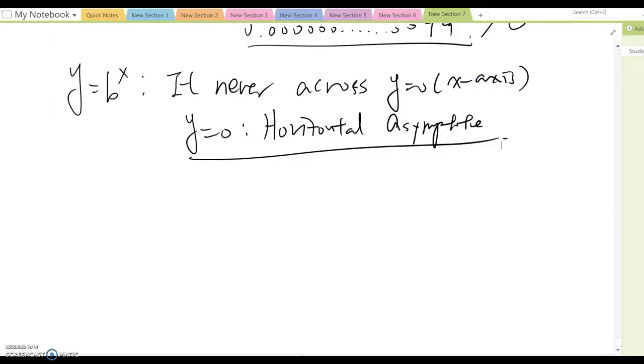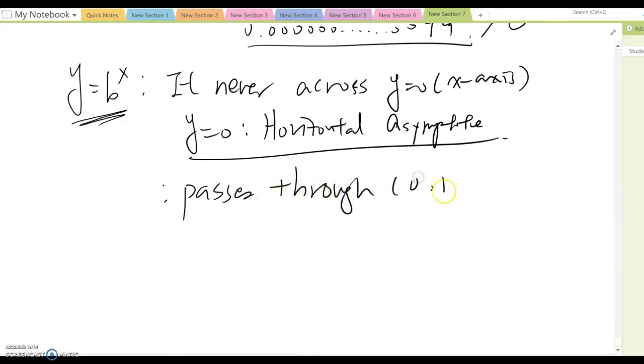Therefore, we can say the y equal to b to the x line always passes through the point (0, 1). That is our y-intercept. Okay? Then now, using this, we can determine domain and range as well. But this time we focus on doing domain first.